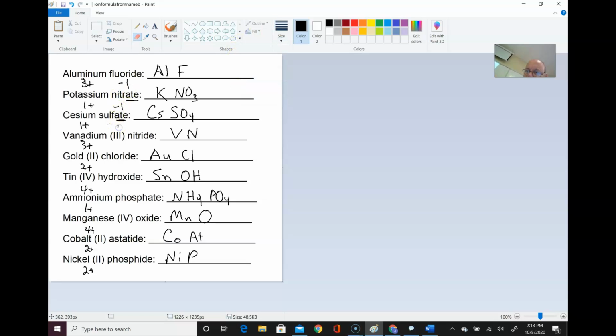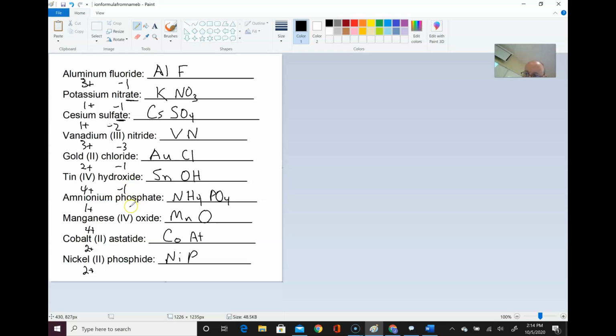So sulfate is -2. Nitride: nitrogen's in column 5, so its charge is going to be -3. Chloride's in column 7, its charge is going to be -1. Hydroxide is one of the "-ide" exceptions for non-elemental polyatomic ions. That's OH.